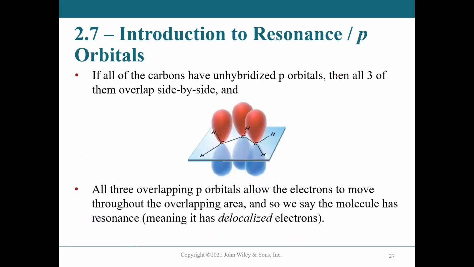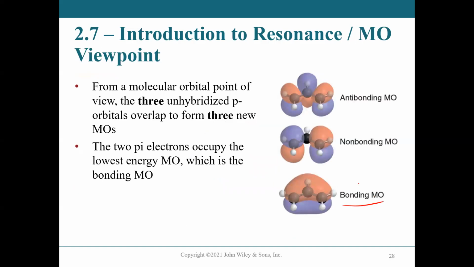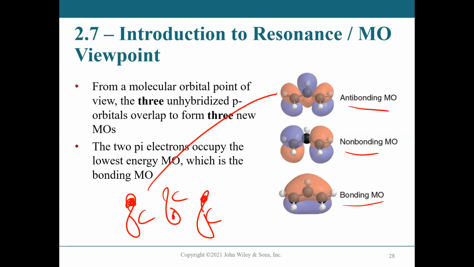All right. So if all the carbons have unhybridized p orbitals and all 3 of them overlap side by side, you can see the overlap right here, and they're all in the same phase. So we would call this bonding. The next slide shows bonding, non-bonding, and anti-bonding. Anti-bonding means if we draw the carbons like this, and if we draw the p orbitals, one's going to be up, one's going to be down, the other one's going to be up again. And you can see that right here.